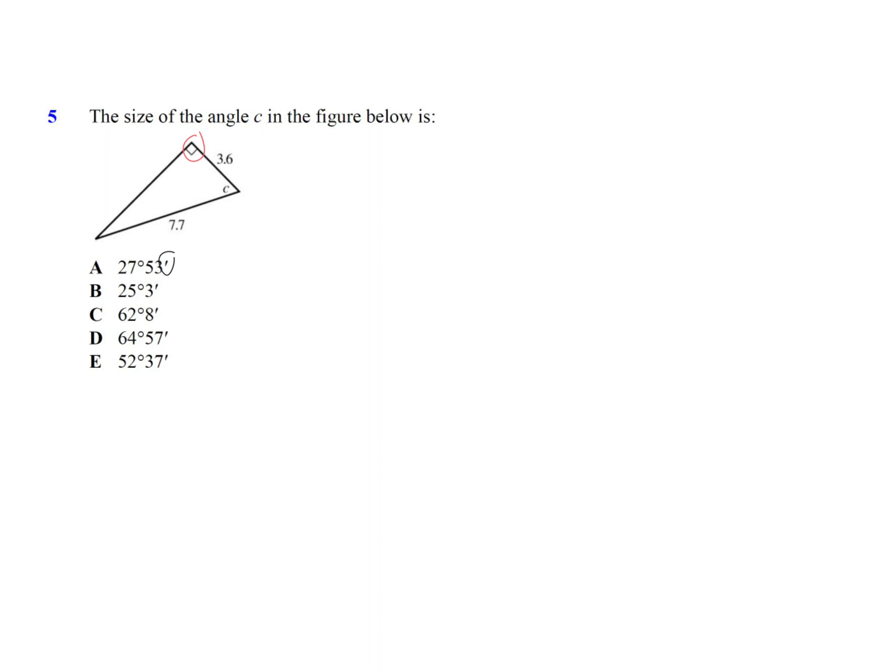Opposite the C, I can label the opposite side. Next to it, adjacent. Opposite the 90 is hypotenuse. Next step, I'll write down SOH CAH TOA. Then I will look at the sides I have, both of them.